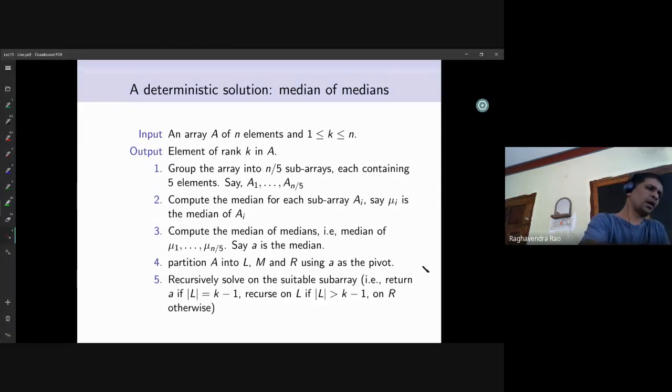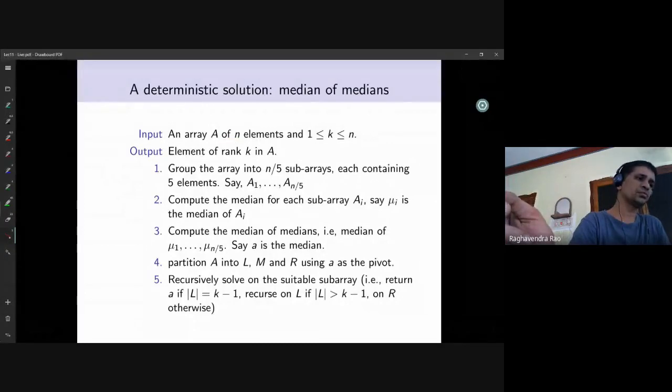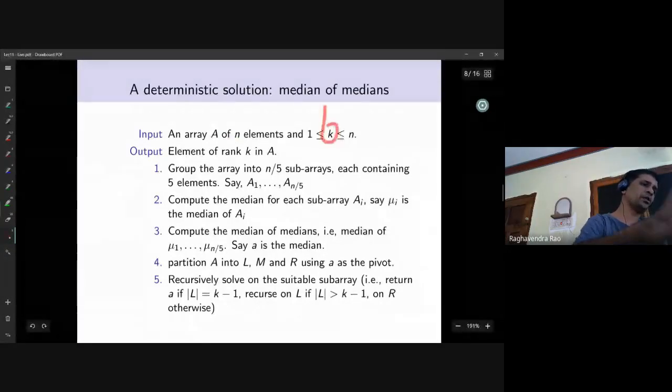As in the case of quick select, we have an array of n elements and a value k, between 1 and n.